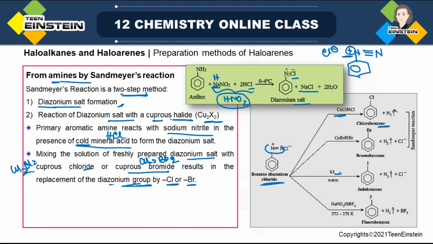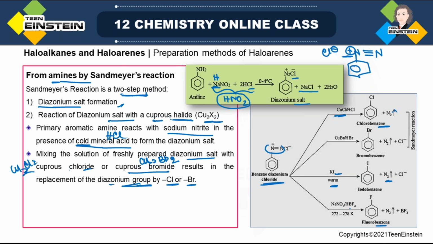If you are using KI, that is, if you want to make aryl iodide or iodobenzene, the condition is slightly different. You have to use KI, you have to warm it, then you are getting PhI, again N2 is removed. And if you want to make fluorobenzene, now see, by the Balz-Schiemann reaction you can make fluorobenzene, which you have seen is not possible in the previous case, but now it is possible.